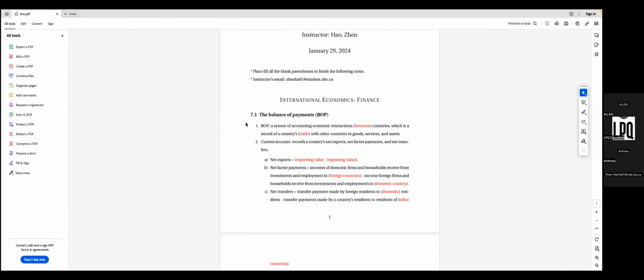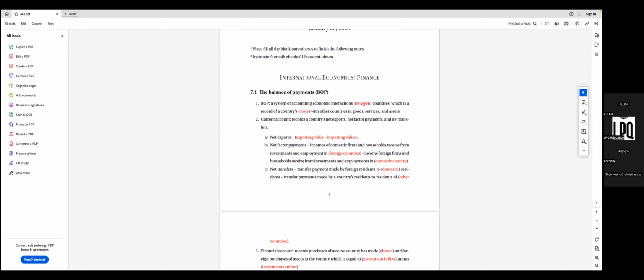So the first half of today's lecture is about international trade. That is the first way we can link two different countries together, right? Because residents in different countries produce and exchange goods and services with each other, and that is called international trade. The second way we can link two countries together is through the international finance system.